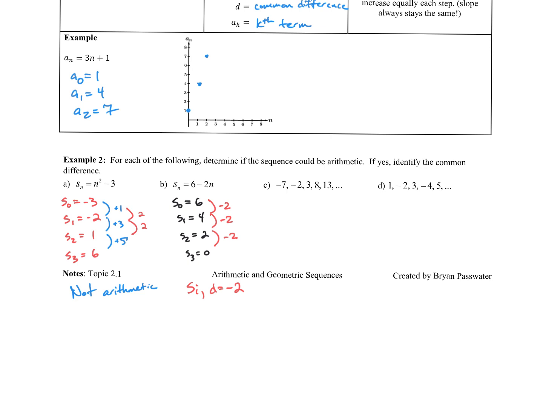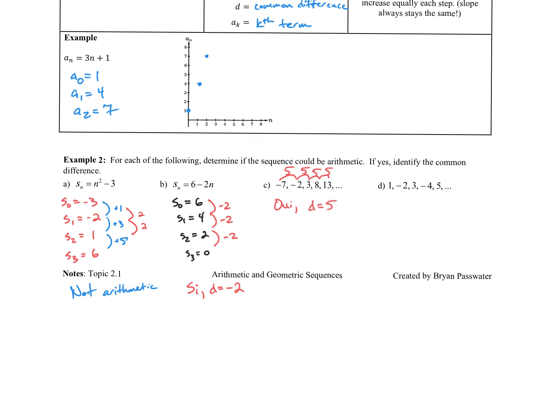Now this one's term by term. So what do we need to do? We go from negative 7 to negative 2. So what's my difference? 5. Then what's my difference? 5. Let's do it again. And then what? 5. Are they all the same? Yes. So is this arithmetic? Yes. All right. And so what's my difference? 5. All right. Pretty good.